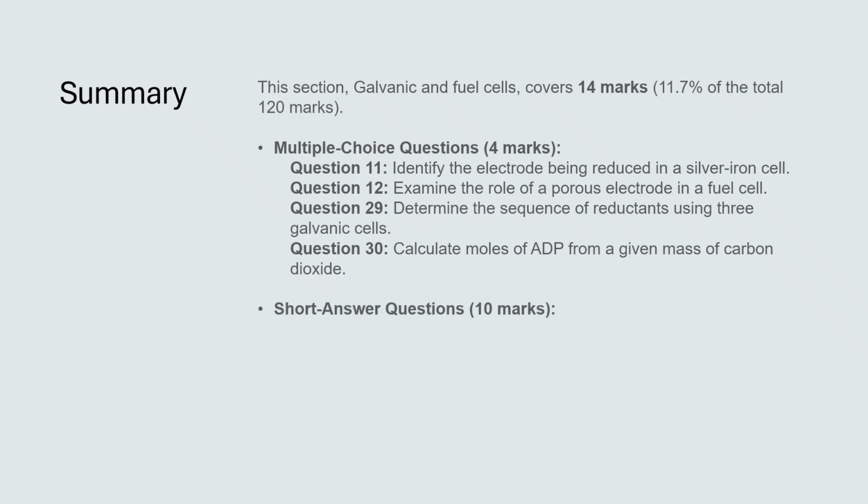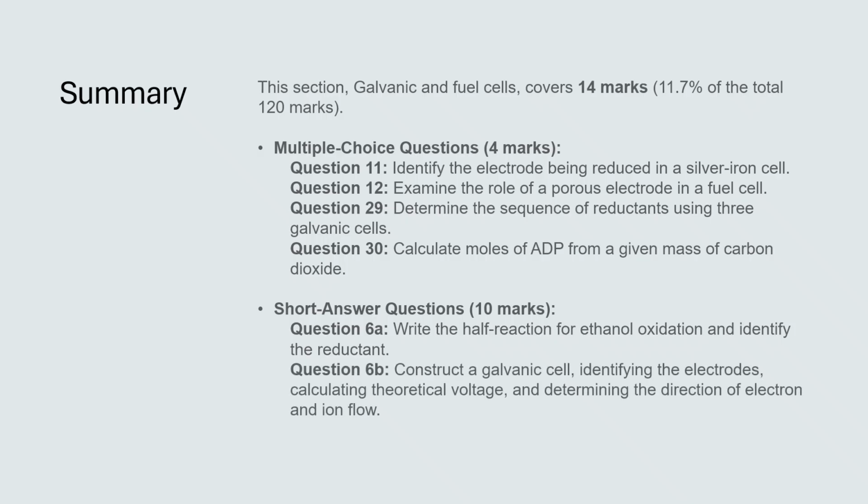Short answer questions, 10 marks. Question 6a. Write the half reaction for ethanol oxidation and identify the reductant. Question 6b. Construct a galvanic cell, identifying the electrodes, calculating the theoretical voltage, and determining the direction of electron and ion flow. Question 6c. Explain 2 key features required to construct a galvanic cell.